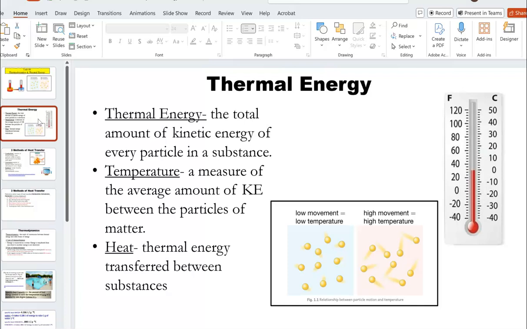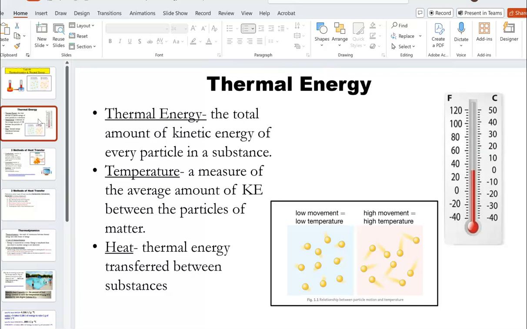So temperature is a measure of the average amount of kinetic energy between the particles of whatever piece of matter we're talking about. So when you take the temperature of something, you're actually taking the average amount of kinetic energy of those moving particles. And our last term is heat.